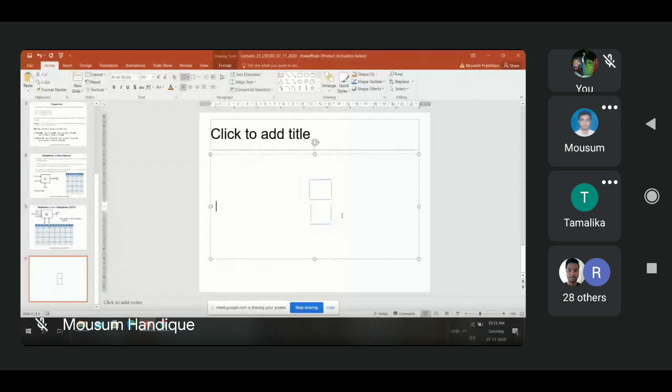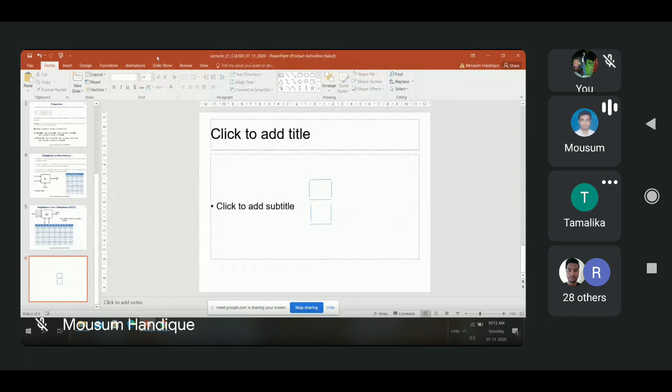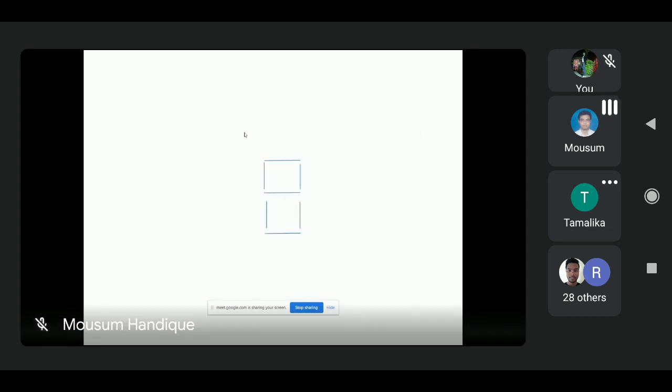So now you tell me, how many lines are there? 1, 2, 3, 4, 5, 6, 7, 8. Yes or no? It is 8 lines. Just a minute, it is 7 lines. 1, 2, 3, 4, 5, 6, and 7. So it is called a 7 segment. All the lines are particular segments. So its name is 7 segment.